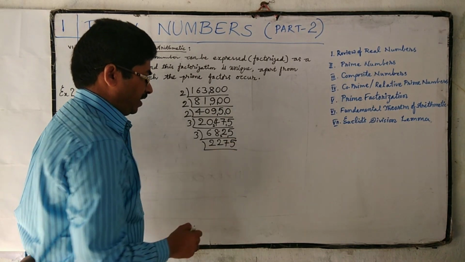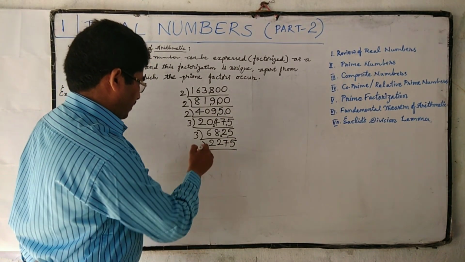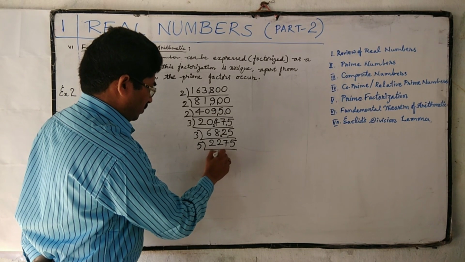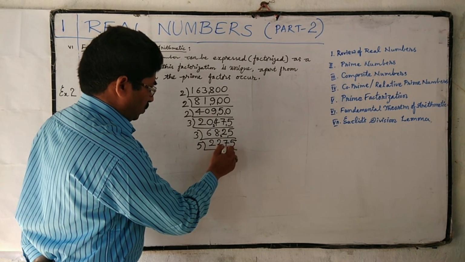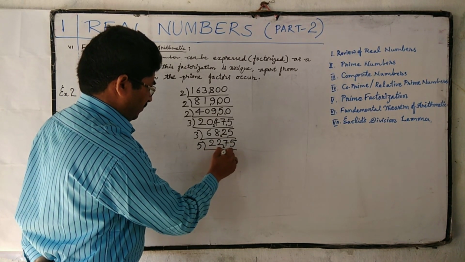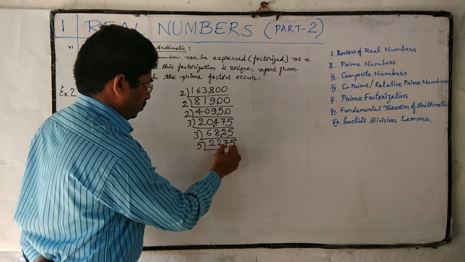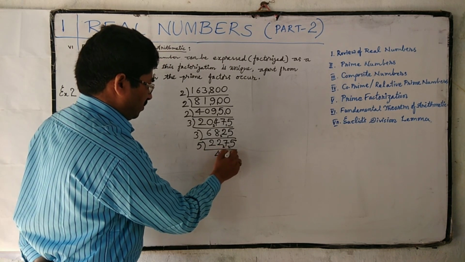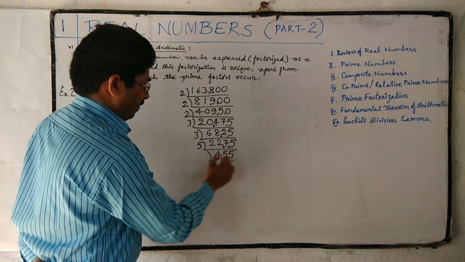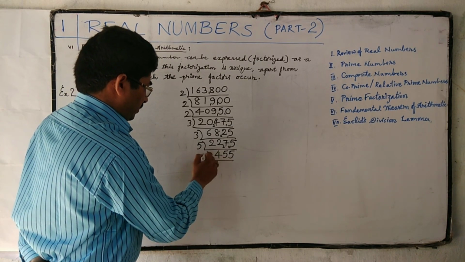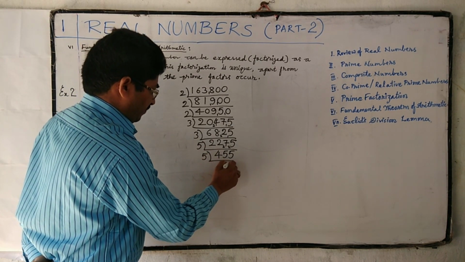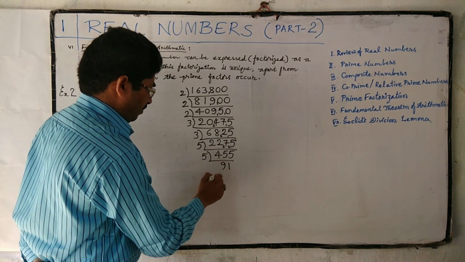Last digit is 5, so that's why it is exactly divisible by 5. 5 4s are 20, 2 remainder. Here 27. 5 5s are 25, 2 remainder. 5 5s are 25. Again divisible by 5. 5 9s are 45. 5 1s are 5.